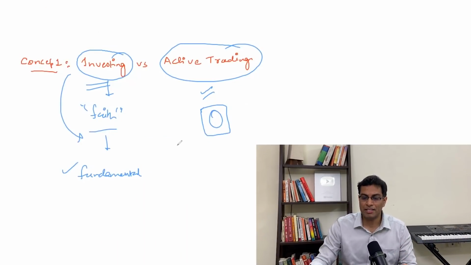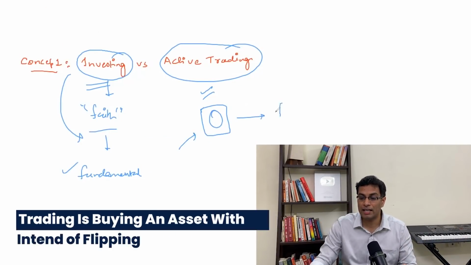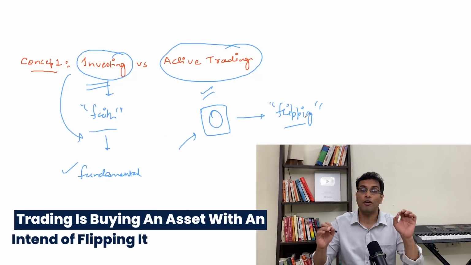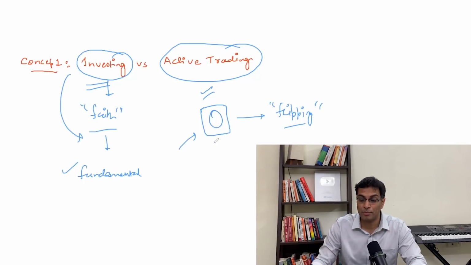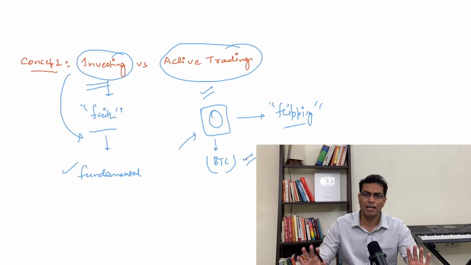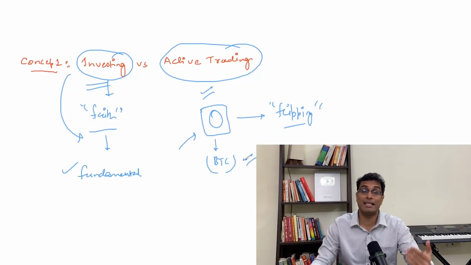Now, how is it different from trading? Trading simply means that you go purchase an asset with the intent of flipping it. Flipping simply means that you are trying to exit your position. So let's imagine that you have purchased 1 Bitcoin today and next week, you want to sell this Bitcoin as fast as possible, making a little bit of profit. That is called exiting your position.